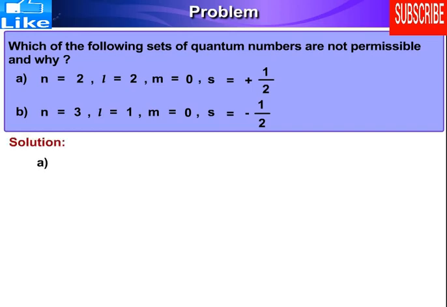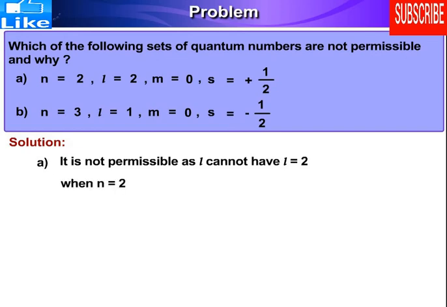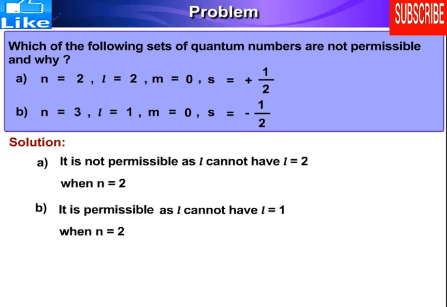Solution. A. It is not permissible, as l cannot be 2 when n is equal to 2. B. It is permissible, as l can be 1 when n is equal to 2. It can also have m is equal to 0.